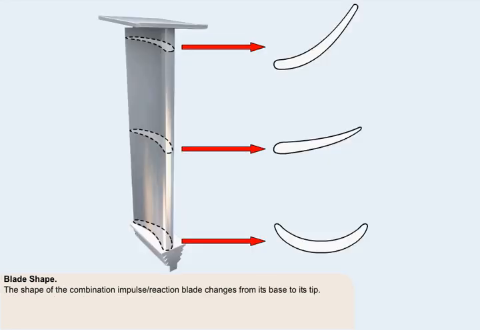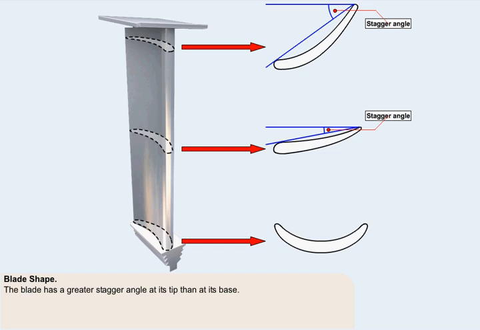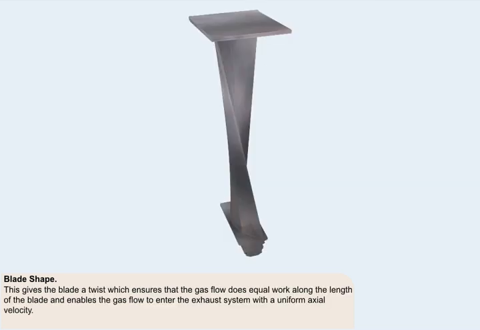This picture shows 3 end-on views of the combination impulse reaction blade. It illustrates how the shape of the blade changes from its base to its tip. The shape change is accomplished by the blade having a greater stagger angle at its tip than at its base. This gives the blade a twist, which ensures that the gas flow does equal work along the length of the blade, and also enables the gas flow to enter the exhaust system with a uniform axial velocity.